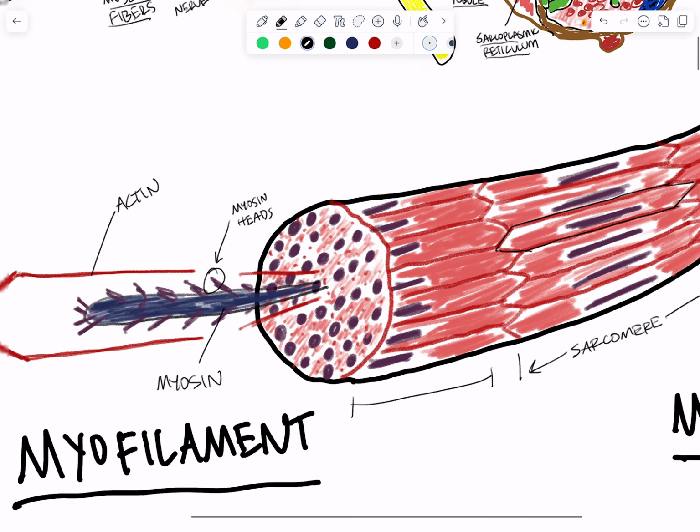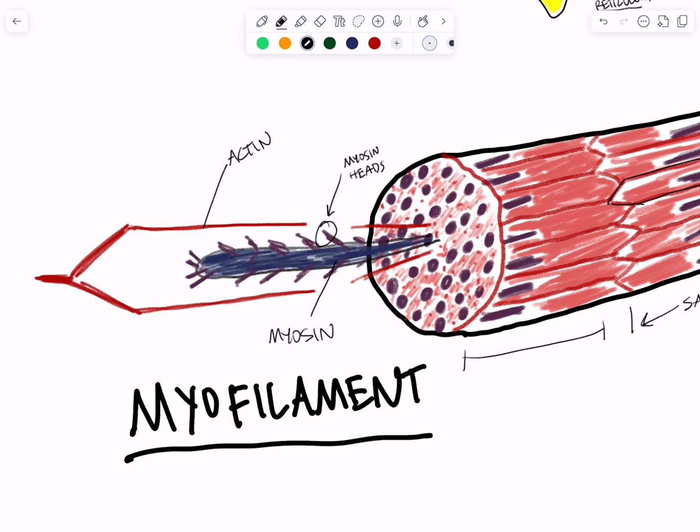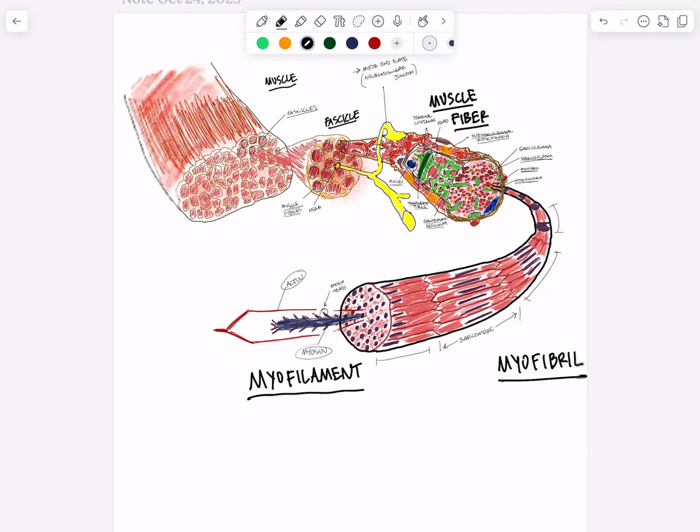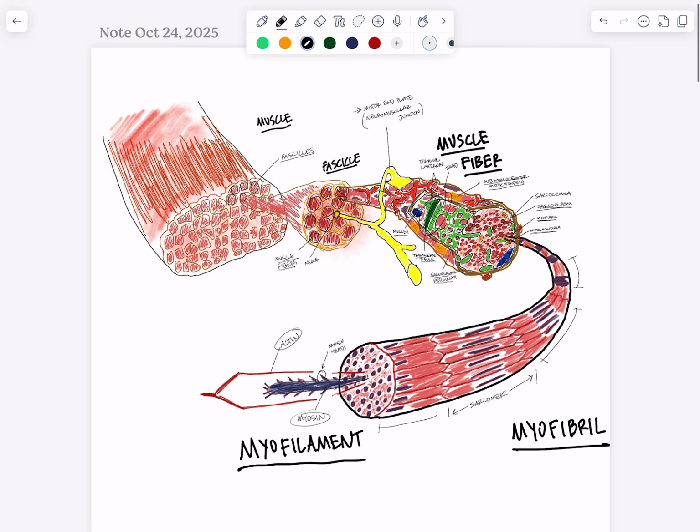And if we take out our myofilaments, which are those which make up those sarcomere units, we get our actin, we get our myosin, and you can see how they would form that cross bridge and cause muscle contraction. So that is an overview of microscopic anatomy of muscles.